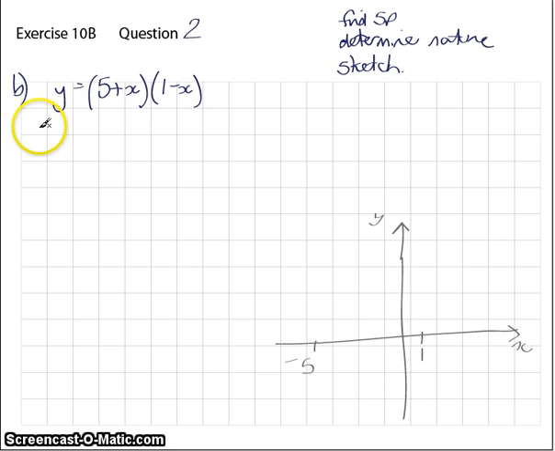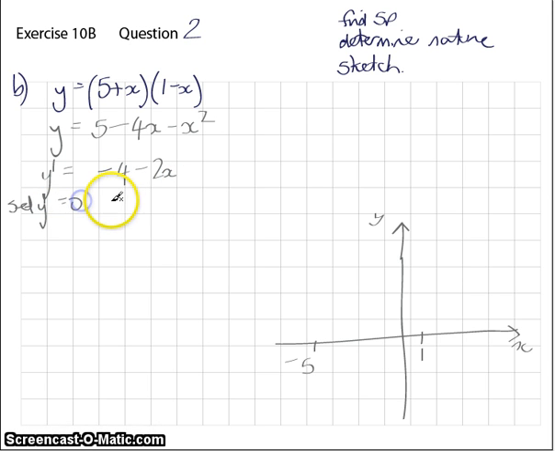To find the stationary points we need the derivative. To save using the product rule here, what I might do is expand it first. So I'm going to get 5, plus x minus 5x is minus 4x, minus x squared. And then when I take the derivative, I end up with -4 minus 2x. When I set this equal to 0 now, I get -4 minus 2x equals 0.